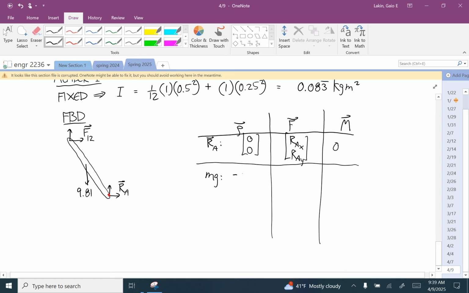So I got negative 0.161, positive 0.192. The force vector is 0, negative 9.81. And that is 1.576.